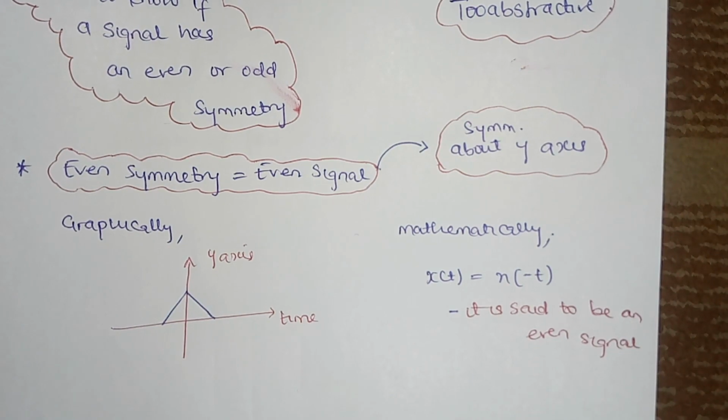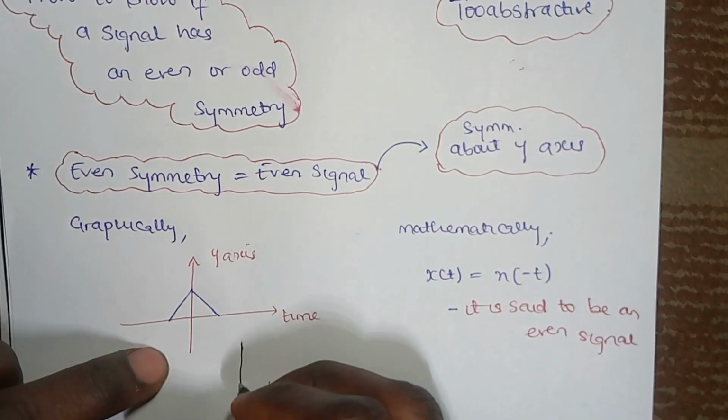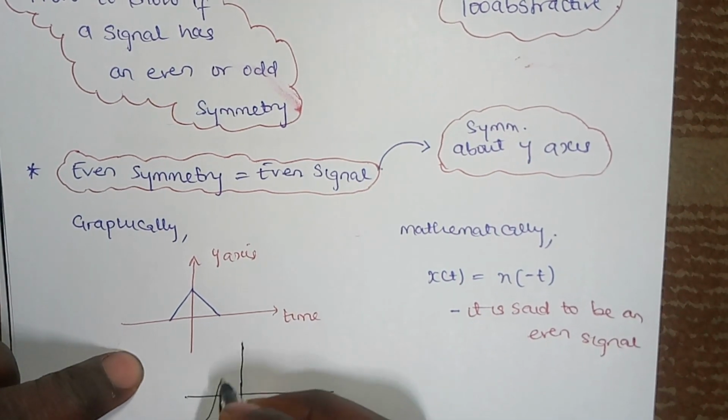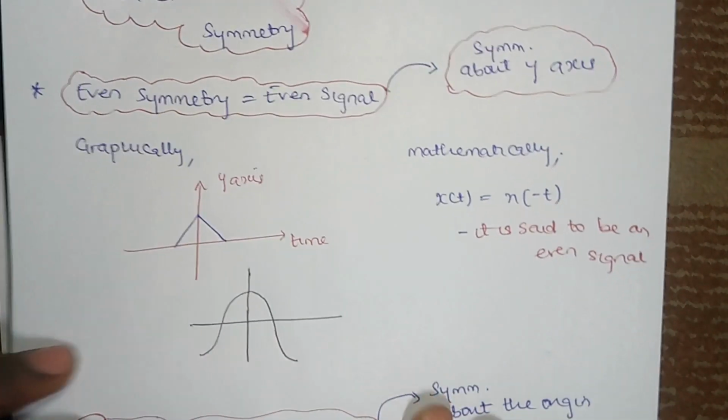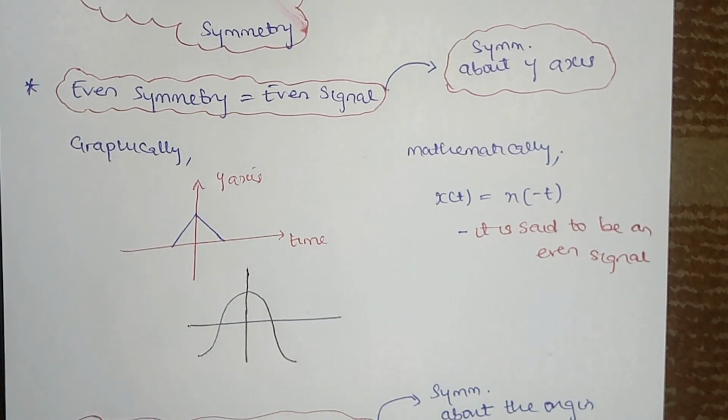Take any signal you know of. Let me put another signal down. As you can see in this signal, this is another signal. As long as I fold the signal and I'm getting the same thing, that signal is said to be what?